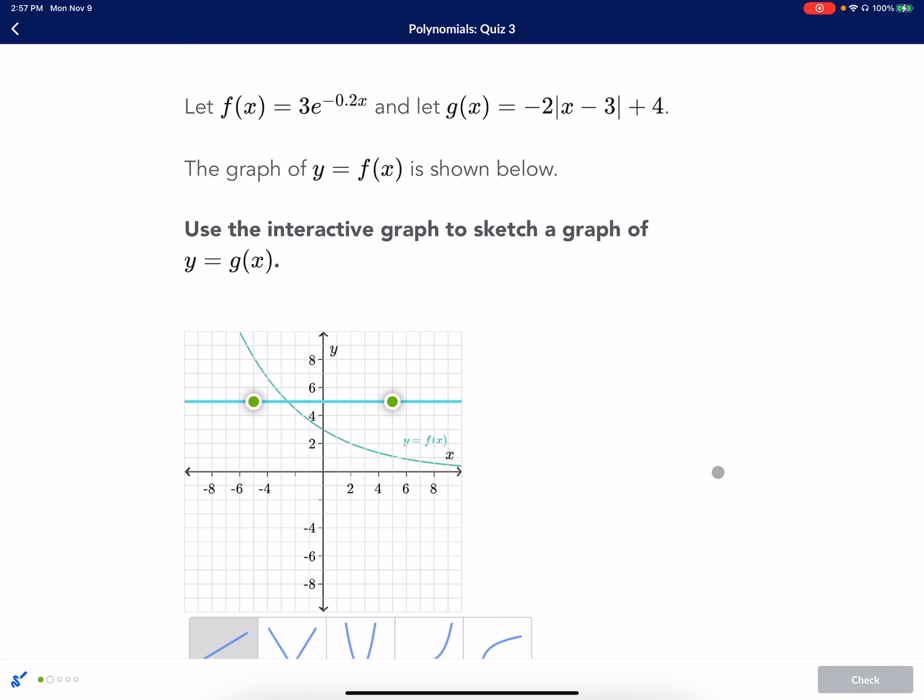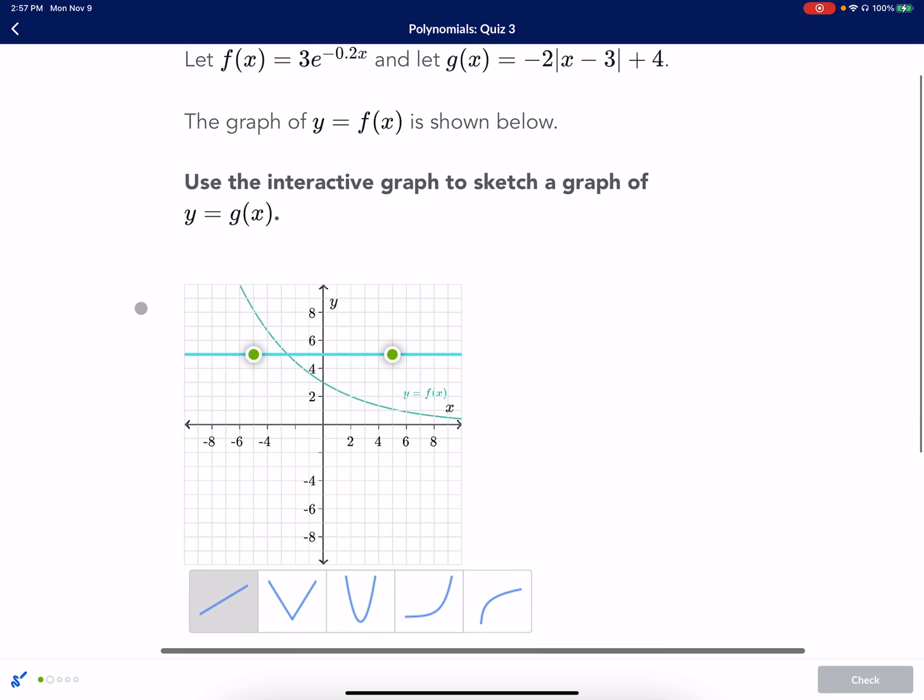Okay, we looked at some like this in class, so we've got two functions. An exponential here for f of x, which is in kind of a teal color, and then g of x, an absolute value function that's been transformed. So phase one of this is to take a look at the graph and realize, hey, we don't have g of x's graph on here yet. We just have f of x. So we're going to use these points and move them around with our mouse or our touchpad to make it look like what g of x should be like.